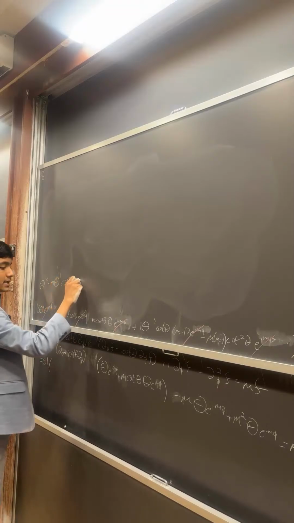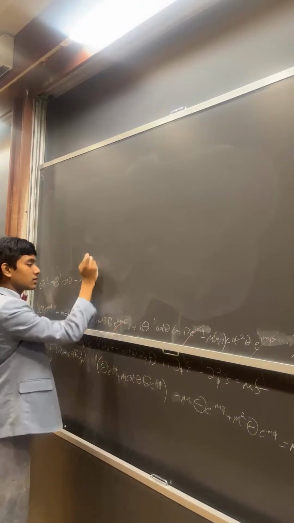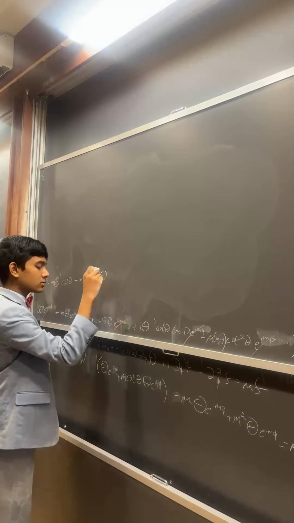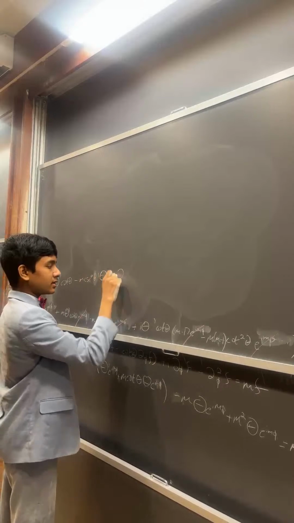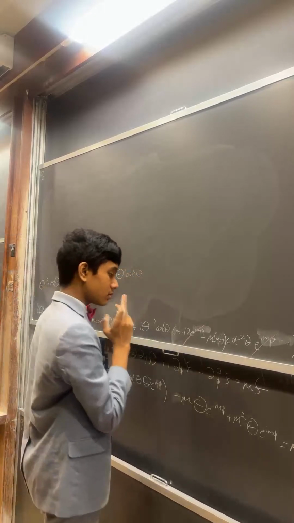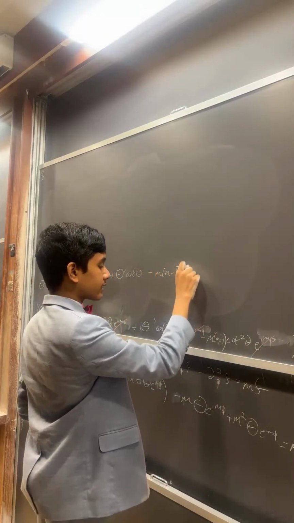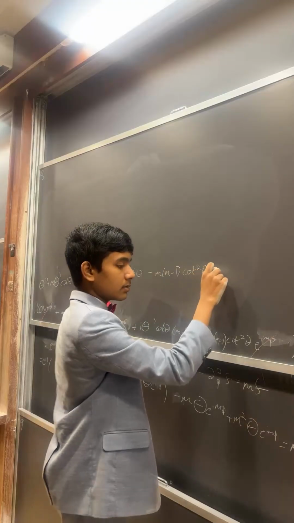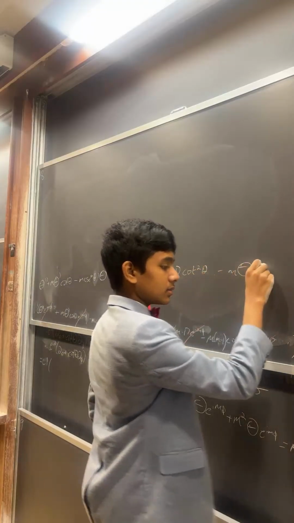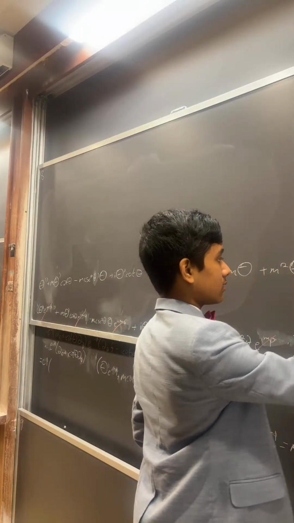Theta double prime minus m cosecant squared theta theta plus i theta prime cotangent theta minus m times m minus 1 cotangent squared theta minus m theta plus m squared theta is equal to m theta.